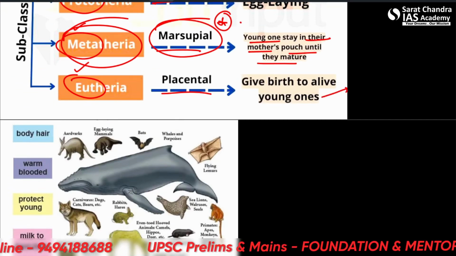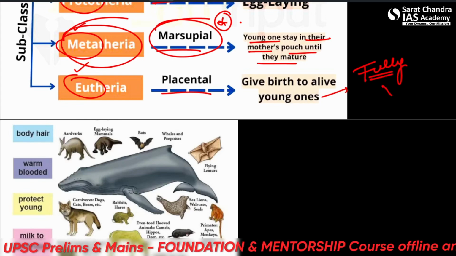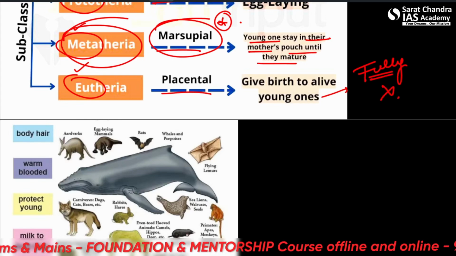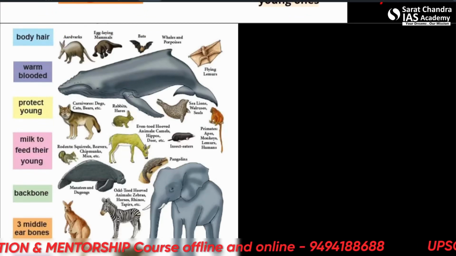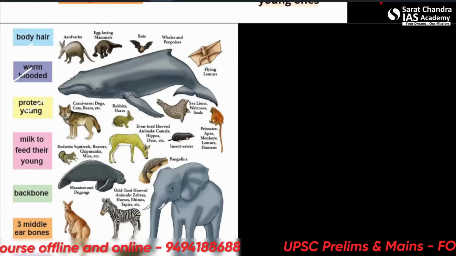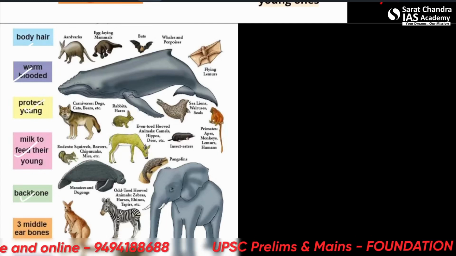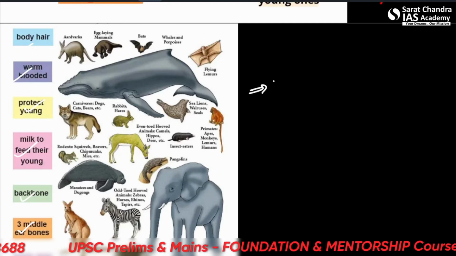The child upon childbirth is fully developed and there is no more need of any placenta in order for it to live. So these are some defining characteristics of mammals. They have body hair, are warm-blooded, and protect their young. They have mammary glands, a backbone, three middle ear bones, specialized teeth, and they often display viviparity.